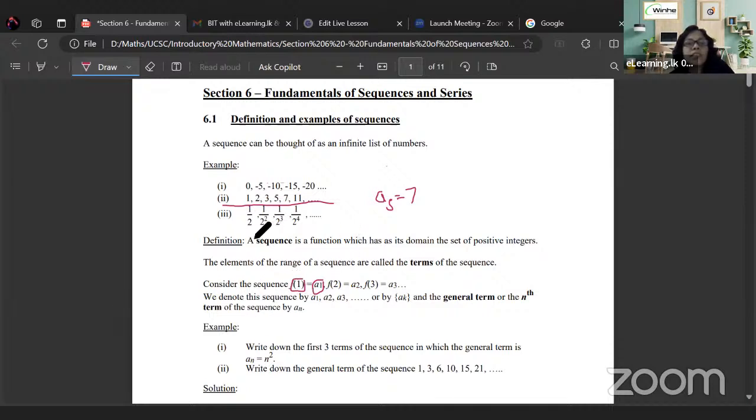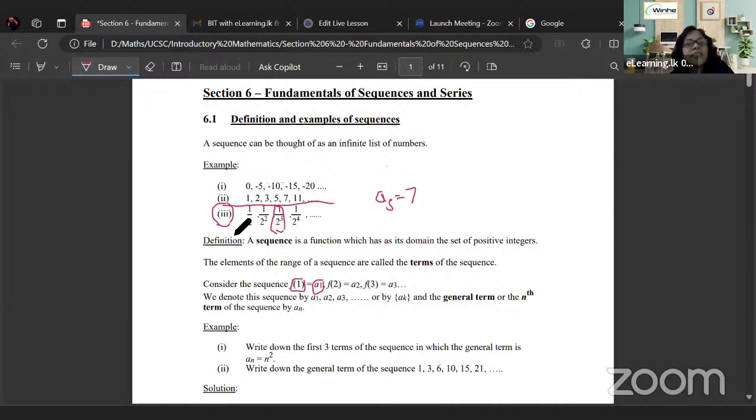If you consider the third one, what is the third term of the third sequence? So what is the third term of this sequence? It is 1 over 2 to the power 3. Right?